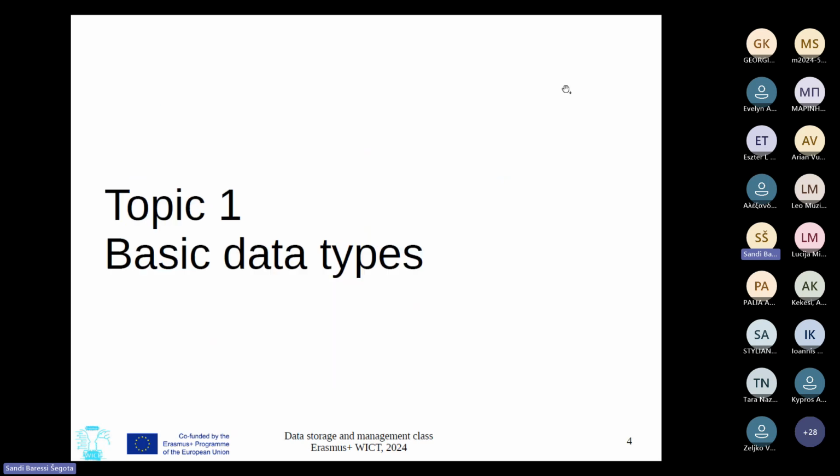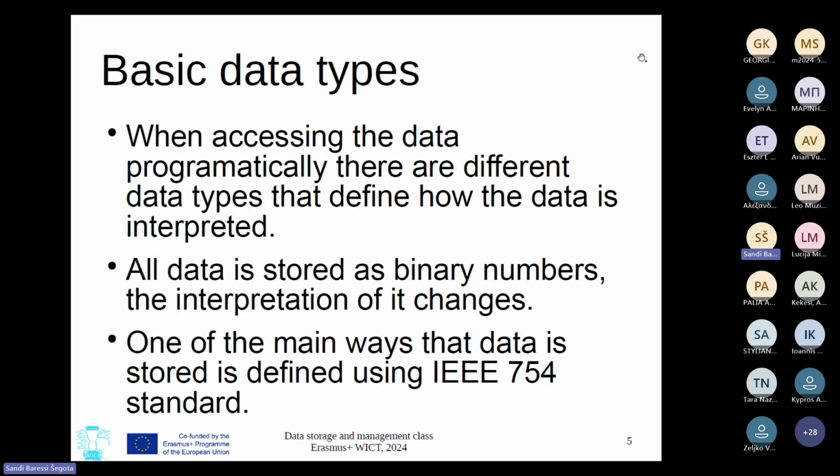Let's start with the basic data types. So why are we addressing them? Well, when we are accessing computers, we're accessing the information in computers. Data is stored usually as binary data in the computer, and there are a lot of different ways we can store the data. And once we read the data, when we get those ones and zeros, we can interpret them in many different ways depending on what we are doing.